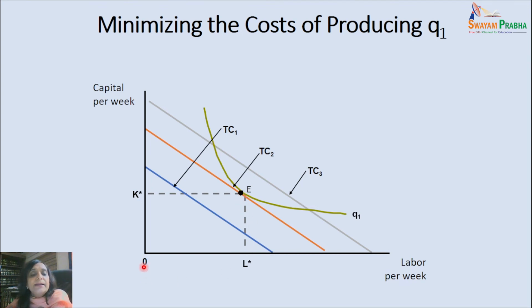This shows that the firm should employ OL star amount of labor and OK star of capital, which will give them the minimum possible cost and will also produce the Q1 level of output which it intends to produce. So by this, the firm will be minimizing the cost of producing Q1. So this is one situation.